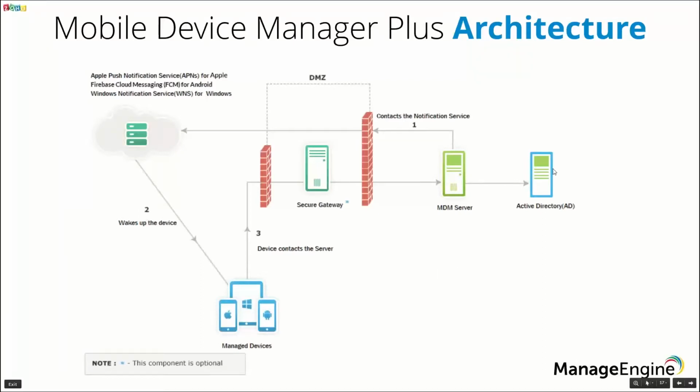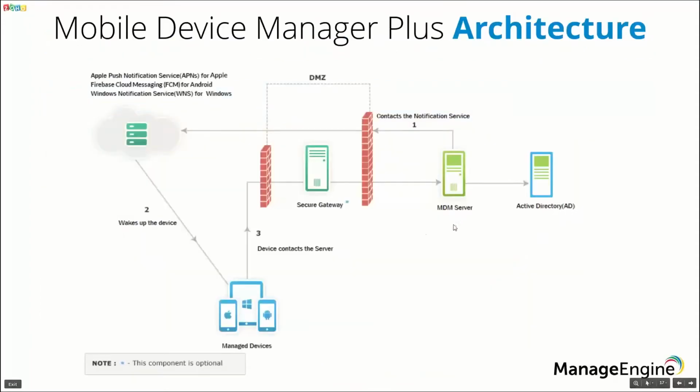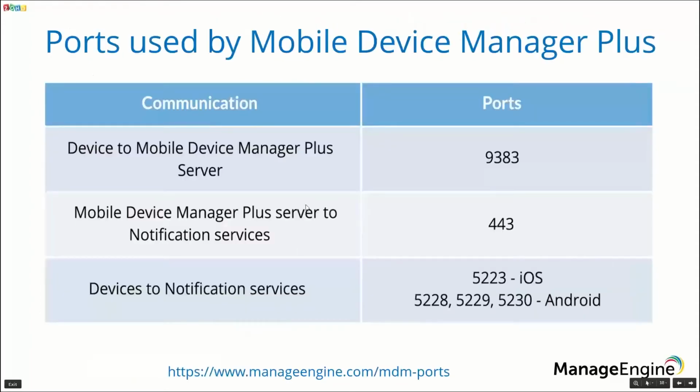So that's how you can go forward with either choosing an MDM cloud instance or an on-premise version. And we do support integration with Active Directory services for grouping or even for an easy user assignment process. We will discuss that in the upcoming slide. And if you go with on-prem, you need to allow these ports in your network. Port 9383 will be used for the devices to communicate with the MDM server, and 443 for the server to the notification services. And when it comes to the device notification service, it uses these ports.